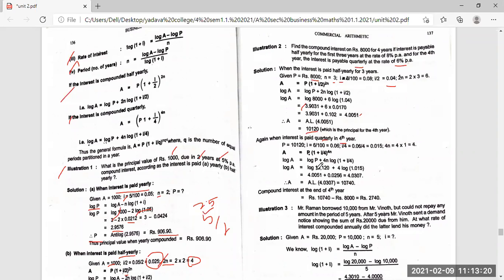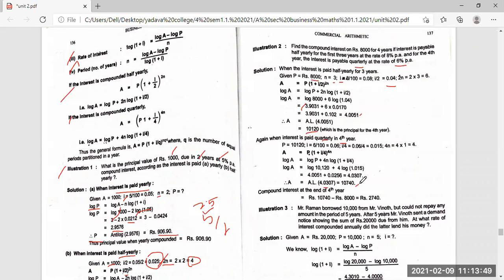So the principal amount is 10,120, which we have already found it. Plus 4 log of 1.014. So why are we putting this principal amount? Because we have already found it, that is why we have put it here. Lastly we have found this antilog.